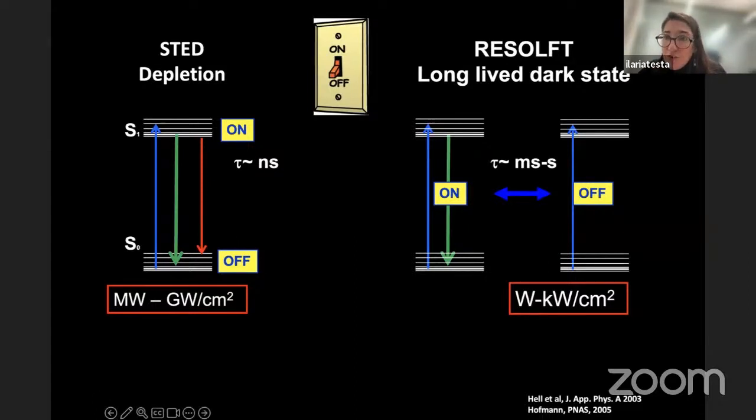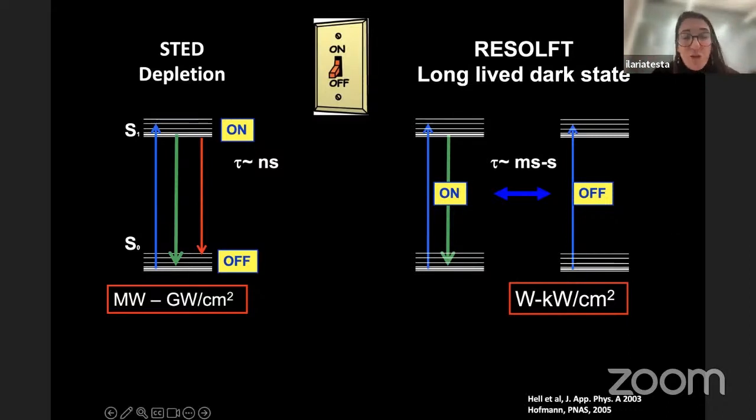In RESOLFT, instead, you use long-lived dark states, which means that you have a molecule that behaves in a certain way, like a GFP, for example. And then this molecule is also able to shift the absorption and emission spectra eventually upon light. And it can do that reversibly. There are chemical processes like protonation, deprotonation, cis-trans isomerization that enable this switch. So it's a conformational change.